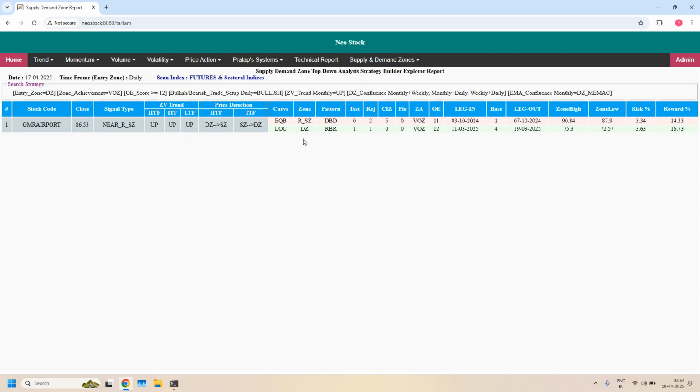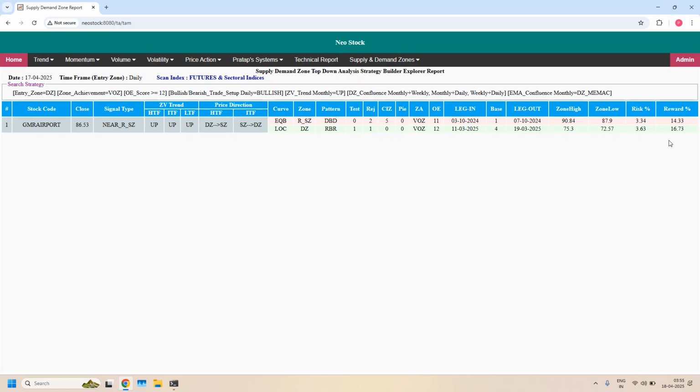Maybe that is the reason why, see, this zone was already tested once and then it already went near to the supply zone. So this might have already given you maybe close to 16% profit. Okay, this is about a bullish trade setup for monthly income trade.